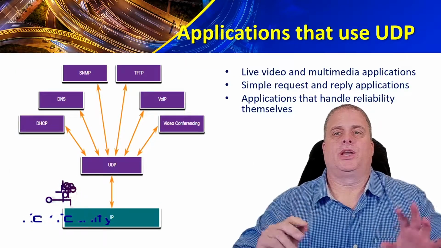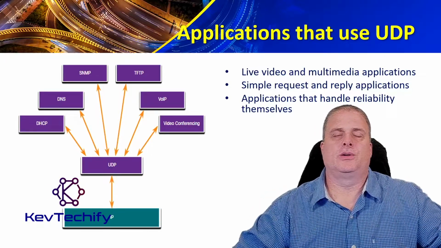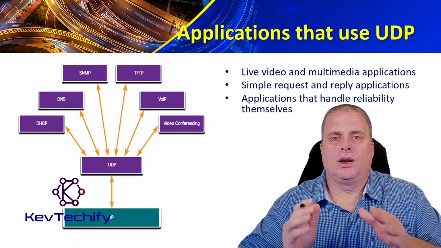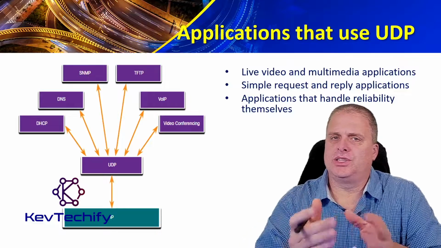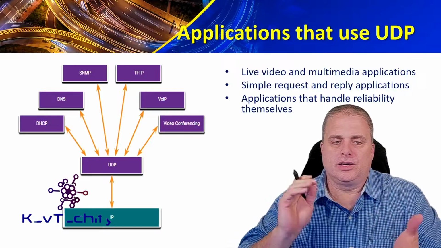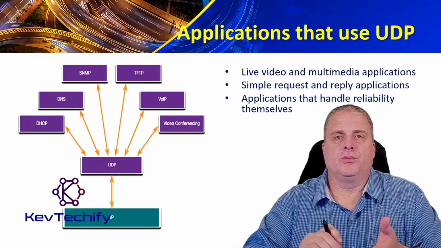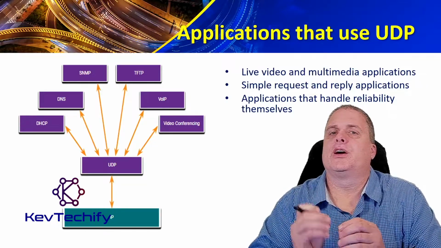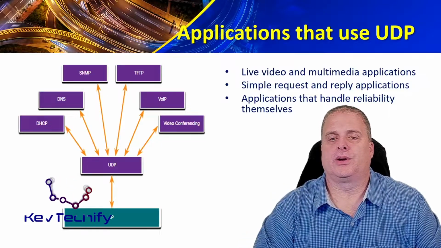Here we have some applications that use UDP. First, we have the live video or multimedia applications. These are the ones where if we lose data, by the time we retransmit them, it would cause problems with the stream. And so what we're looking at here is voice over IP and video conferencing. If for some reason a segment or two wasn't delivered, it would just cause a little bit of a hiccup, but the conversation would carry on.